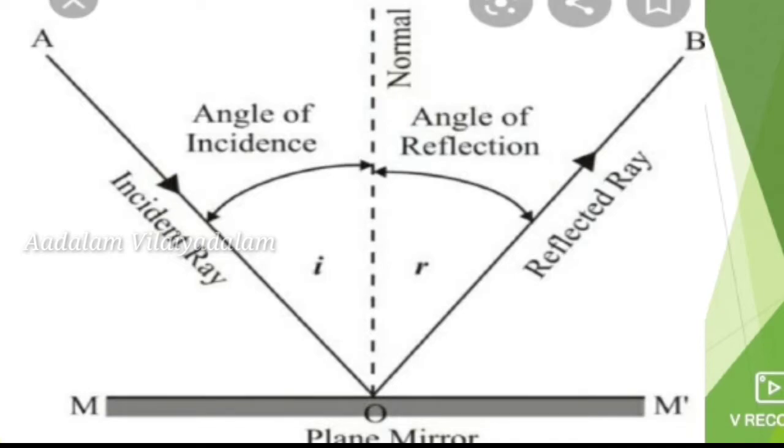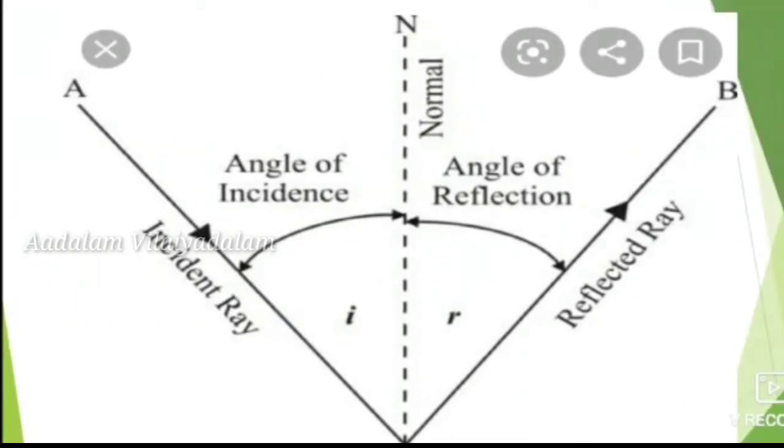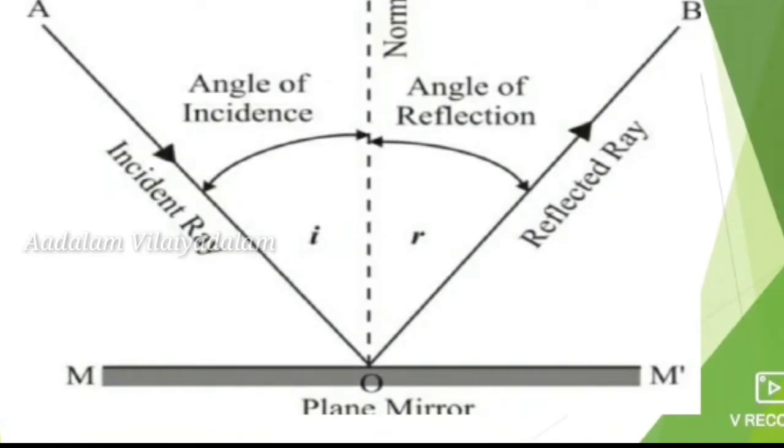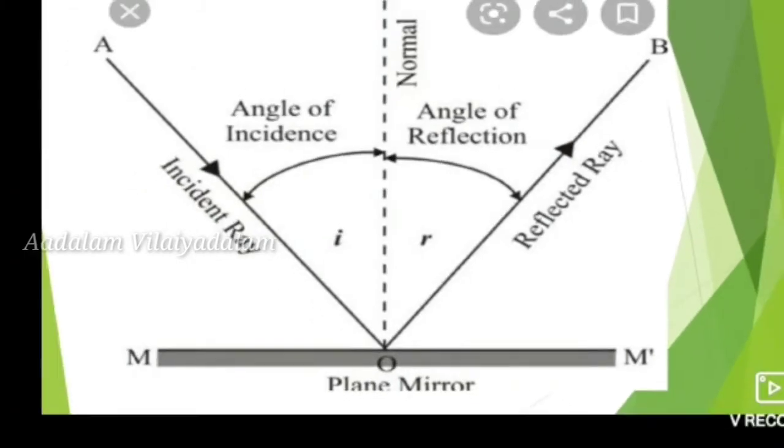The second law is that the angle of incidence is equal to the angle of reflection. That is, the angle of incidence i is equal to the angle of reflection. There is an angle between the incident ray and the normal, and between the reflected ray and the normal, and both are equal. So the angle of incidence is equal to the angle of reflection. These are the laws of reflection.